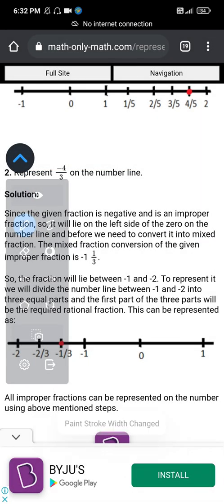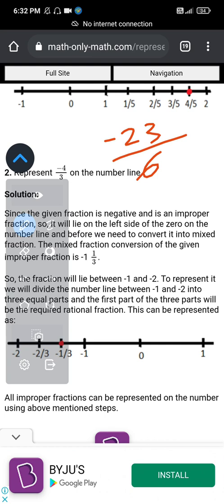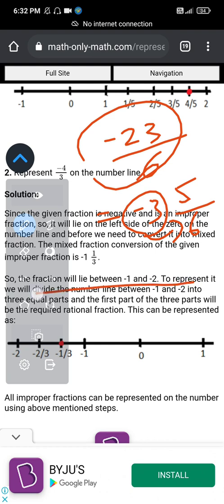Let me give you one last example. What if you get minus 23 by 6? So this is an improper fraction but negative. It doesn't matter. We will change this to a mixed number. How many times is 6 there in 23? 3 times. So minus 3, and the remainder will be 5 by 6. So it has minus 3 whole, and some more minus is there. So you need to increase the negative: minus 3, and when you increase the negative, minus 4. So this number minus 23 by 6 lies between minus 3 and minus 4.